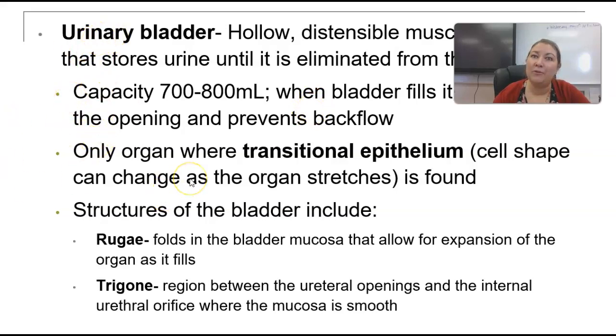The urinary bladder and the ureter are the only two organs that have this very special type of epithelium that allows it to be very, very stretchy, called transitional epithelium. The other structures of the bladder, we'll look at the picture because it makes a lot more sense.